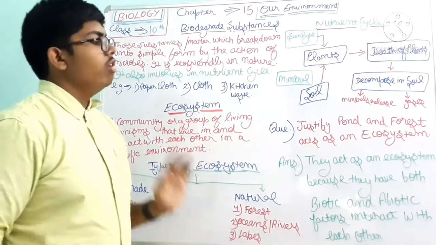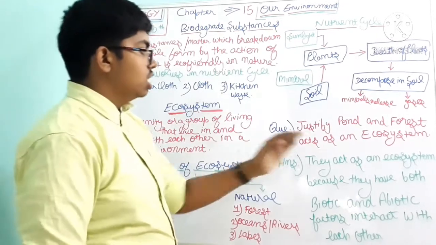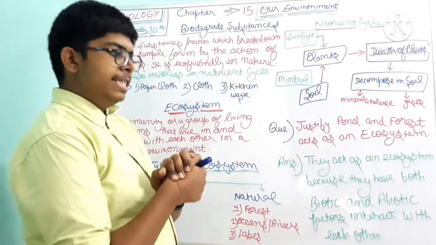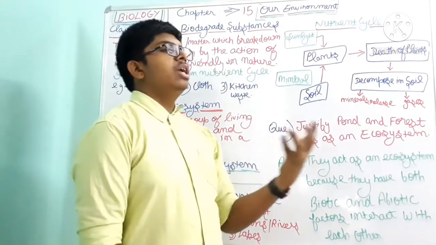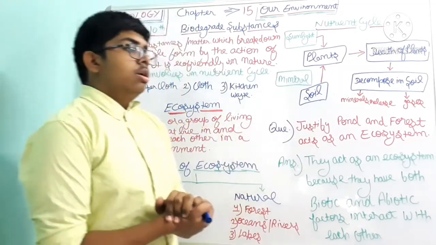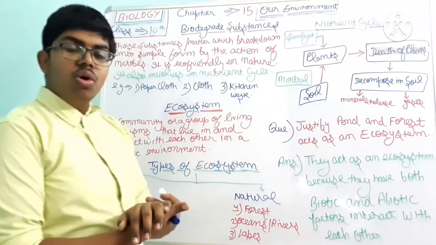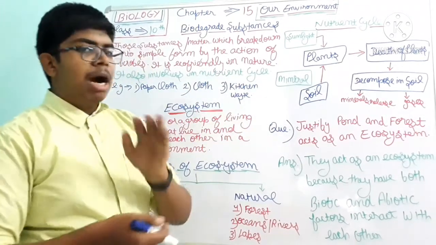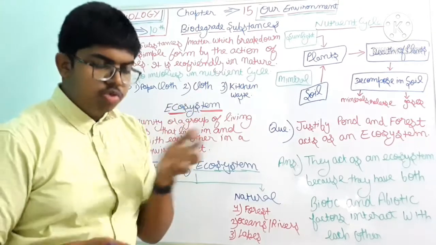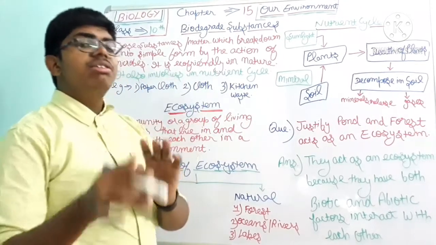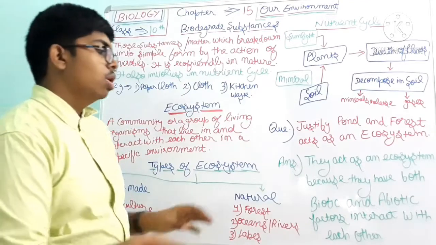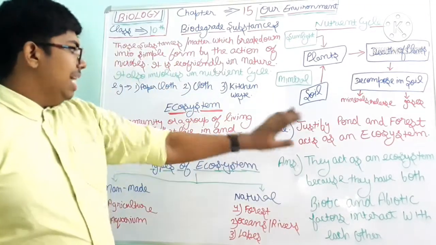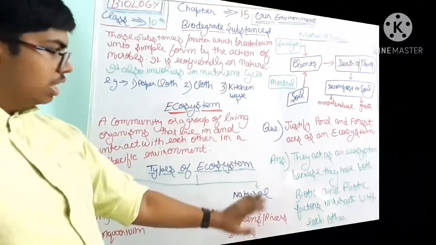Now a question came: justify that pond and forest act as an ecosystem. They act as an ecosystem because they have both biotic and abiotic factors in them. Biotic means herbs, shrubs, trees, and abiotic means minerals, soil, and many more. And these factors interact with each other. So that is an ecosystem.